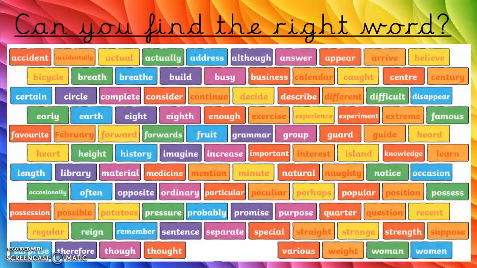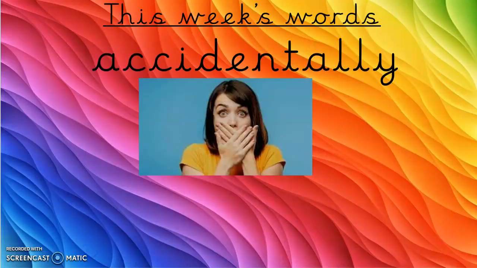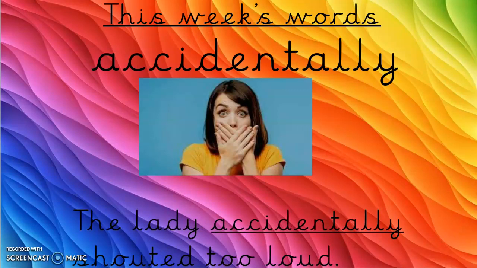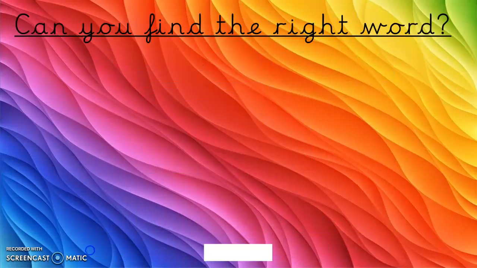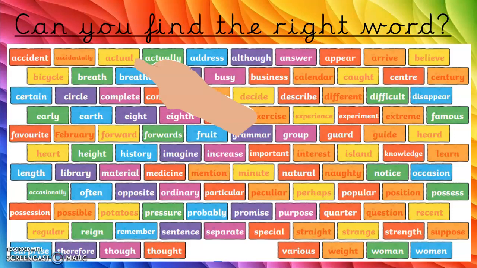Our second word is next door. Accidentally. It's a long one. Let's look at it more closely. Now, there's a reason why we're doing this one after accident, isn't there? Because it's just got a little bit more on the end. Accidentally. Okay, the lady accidentally shouted too loud. And all we've got is accident with ally on the end. Ally, A-L-L-Y.